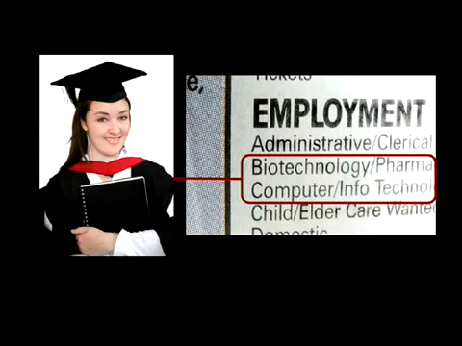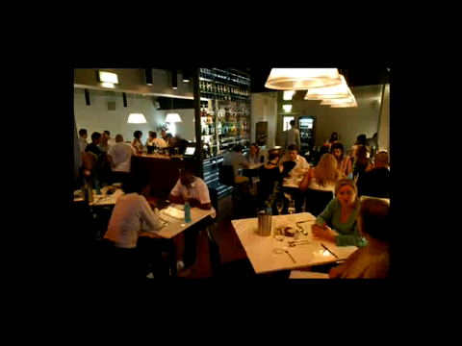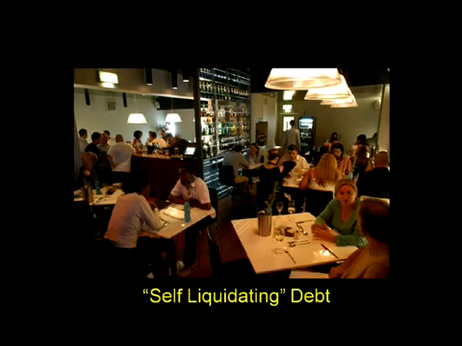Another would be a loan to expand the seating at a successful restaurant. In the parlance of bankers, these are examples of self-liquidating debt, meaning that the loans boost future revenues and have a means of paying themselves back.